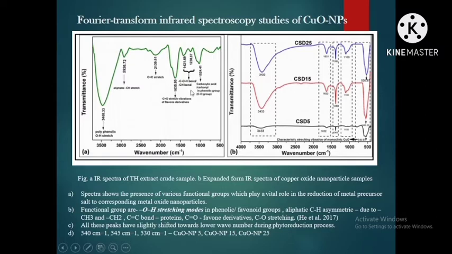All these bands seem to have shifted slightly because they are involved in the capping and reduction of the copper oxide metallic ions. In the nanoparticle spectra, you can observe transmission peaks at around 540, 545 and 530 cm⁻¹, which are responsible for the copper oxide nanoparticle stretching.